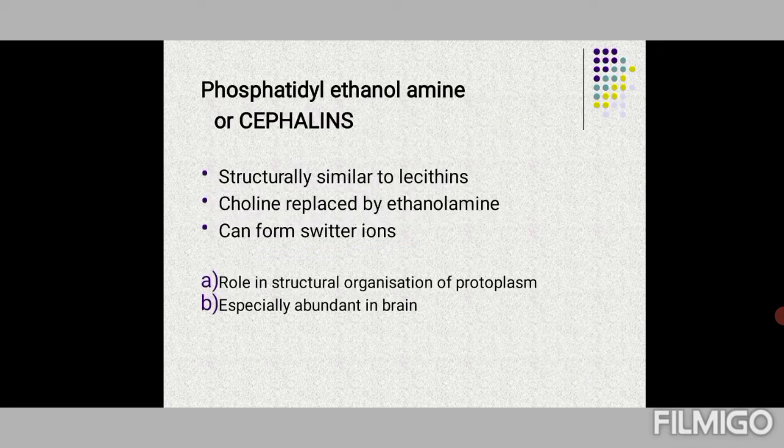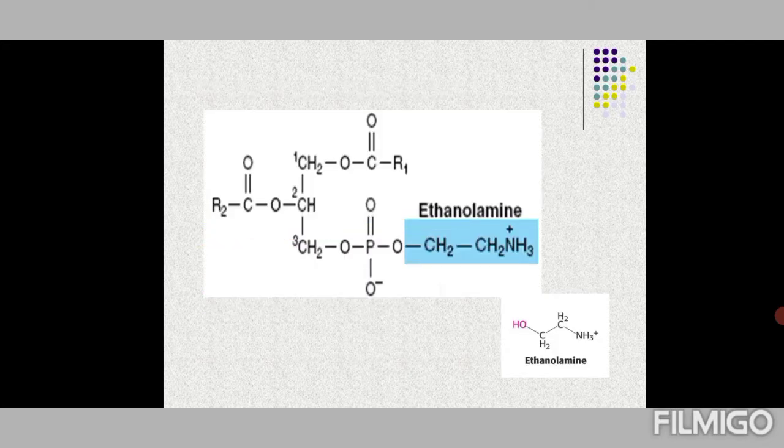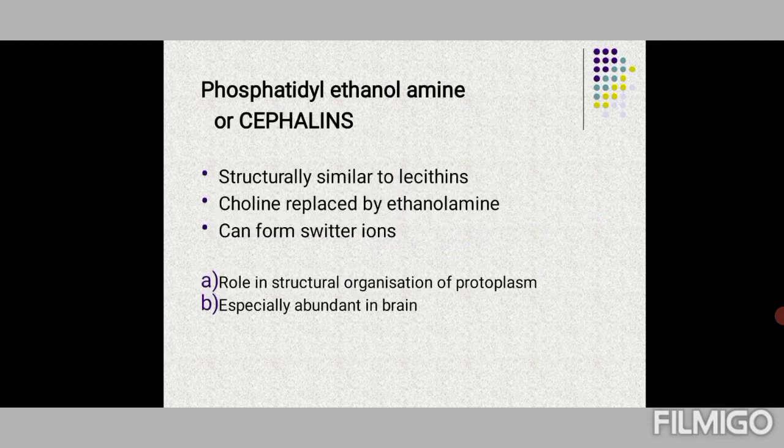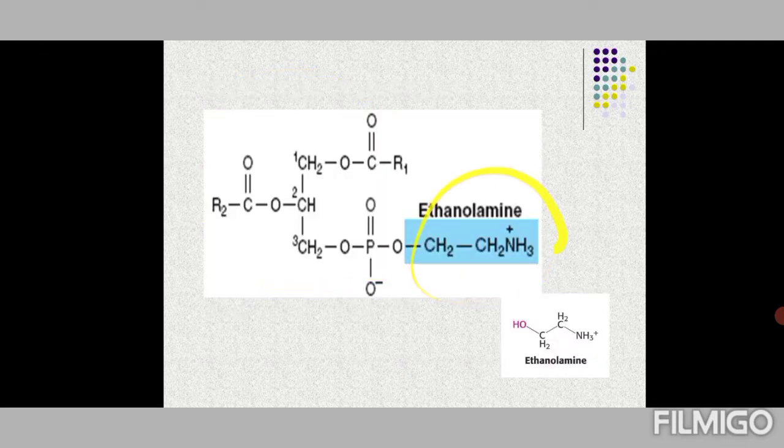Now, another glycerophospholipid is phosphatidylethanolamine, which is called cephalin. The structure is quite similar to that of lecithin. This is cephalin. Cephalin structure is like this. The choline is replaced by ethanolamine. Ethanolamine looks like this, and it will be replaced here, again with loss of a water molecule. And what are the features?